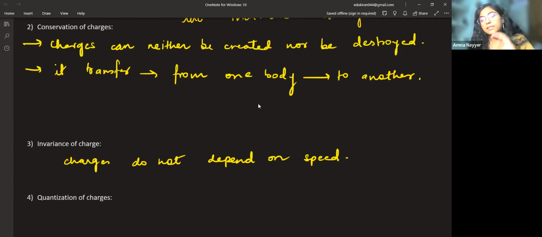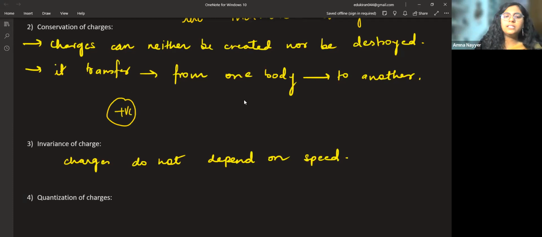So if a body is negatively charged, it's not because some additional negative charges are being built up there, or if a body is positively charged, it's not that some additional positive charges are coming into the body, right? So transfer of charges means that from one body to another, the charges simply move. So if one has positive charge, it means charges are moving from positive to negative.